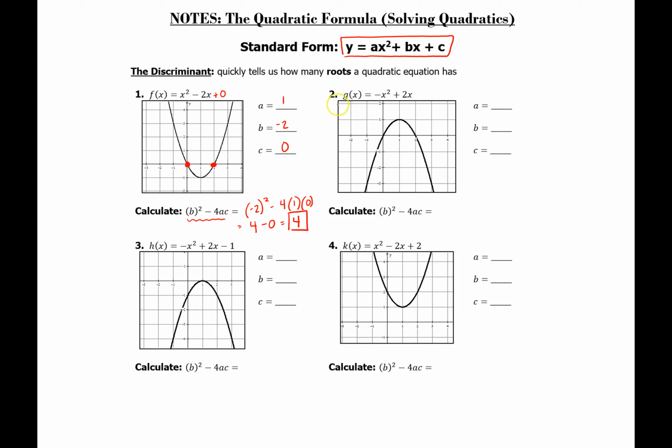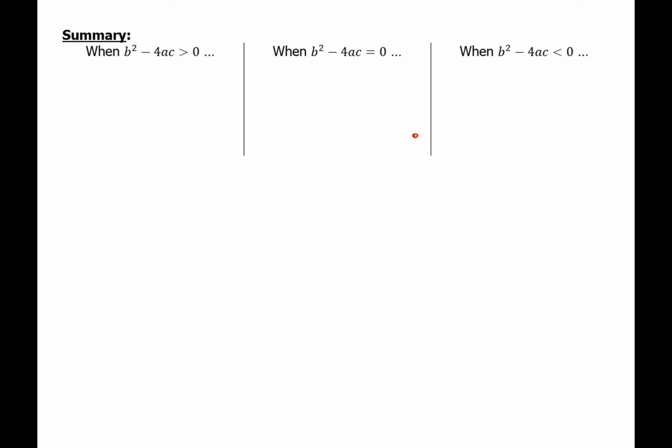Look at g of x, number 2. A is -1, B is +2, and C, because there's no constant term there, is 0. Calculating the discriminant, B squared is 2 squared, and then we're subtracting 4 times -1 times C, which is 0. That gives us 4 minus 0. We again get 4 for this one. Looking at the graph, notice that there are 2 x-intercepts.